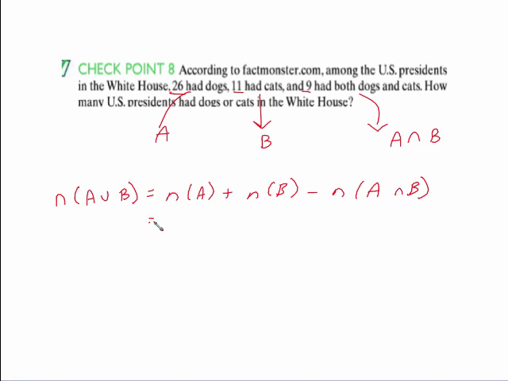So the number that's in set A is 26. Those are the guys who had dogs. The number in B is 11. Those are the ones that had cats. And then the number that's in the intersection of both dogs and cats is 9. Take away that 9 because you already counted it one time as a dog. You already counted it one time in the cat set. So we need to take away the overlap. Add this up is 37 minus 9 is 28.